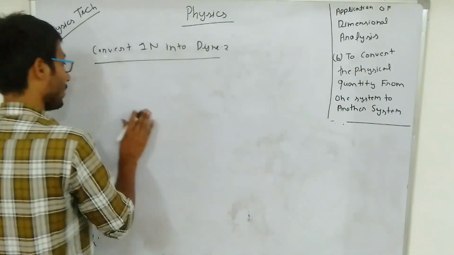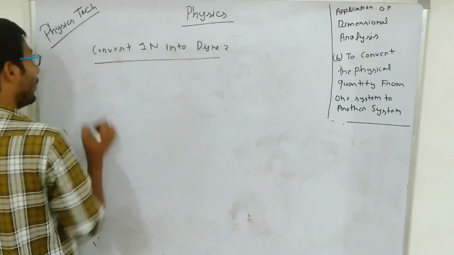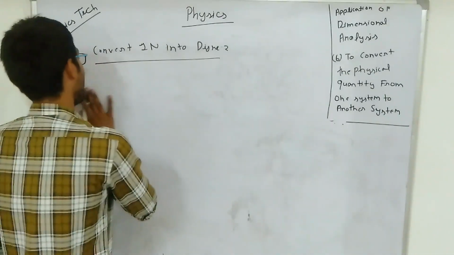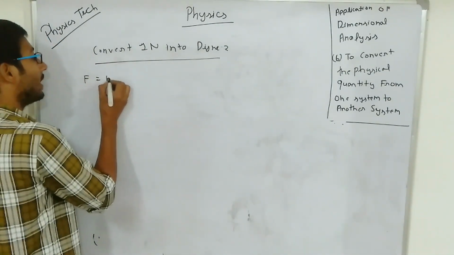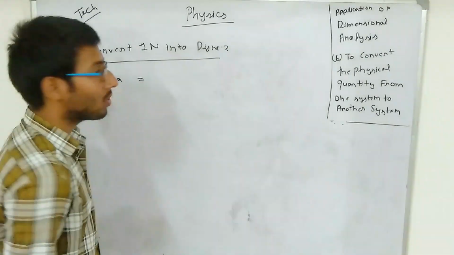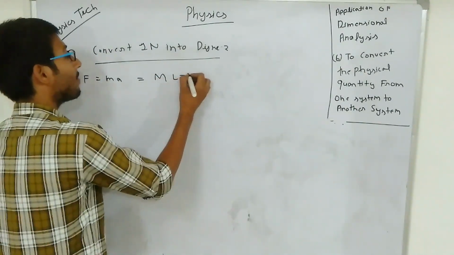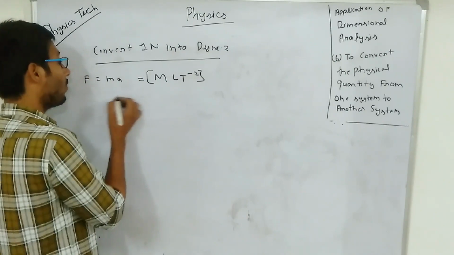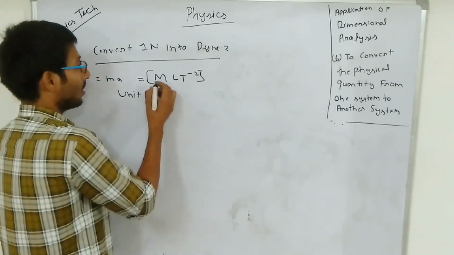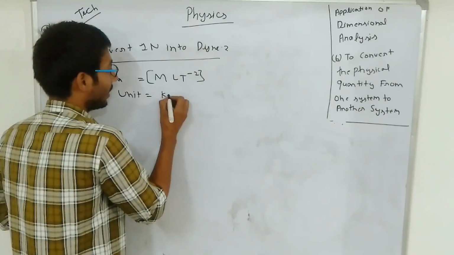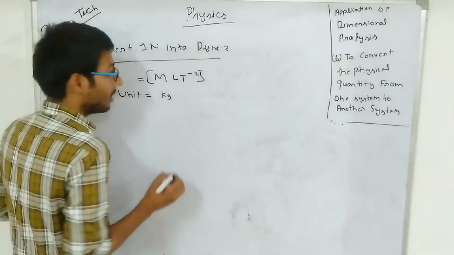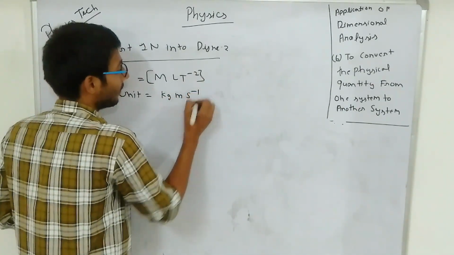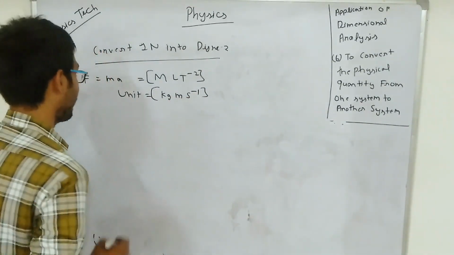So now, we know that the Newton is the SI unit of force. The formula of the force is F equals ma, and the dimensional formula of force is M L T to the power minus 2. We already know the unit of force: M is kg, L is meter, and T is second inverse. Okay.